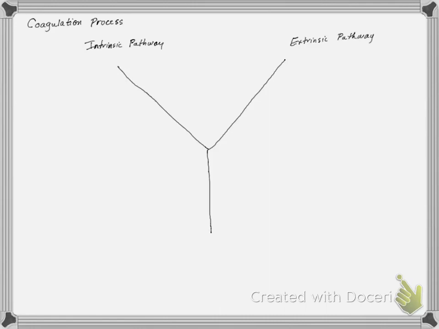Okay, we're going to talk about the coagulation process. This I like to look at. There's two paths, and it looks like a Y. So you have the intrinsic pathway, and you have the extrinsic pathway. Okay, so let's talk about the intrinsic pathway first.